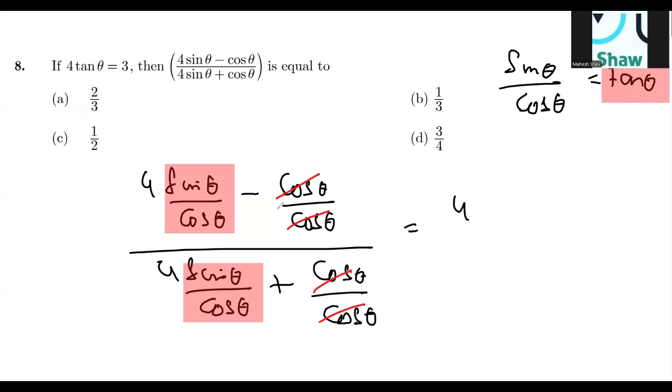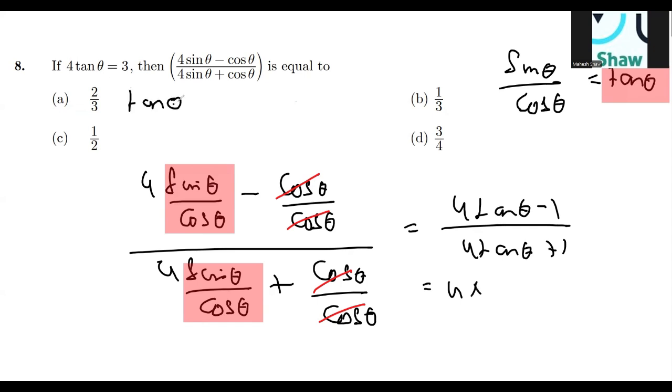This will be 4 times tan theta minus 1 in the numerator, and 4 times tan theta plus 1 in the denominator. I can see that tan theta is nothing but 3 by 4. So this is 4 times 3 by 4 minus 1, and the same way, replacing, 4 times 3 by 4 plus 1. The 4 gets reduced here, so in the numerator, we are left with 3 minus 1.